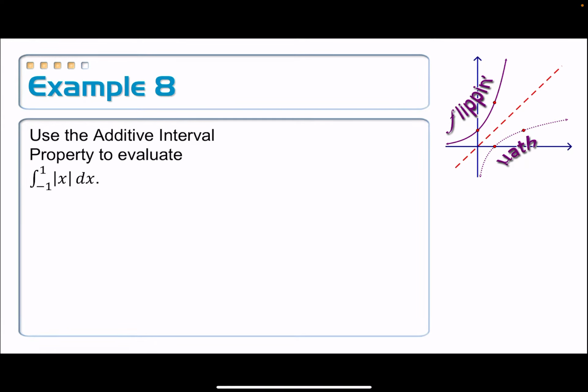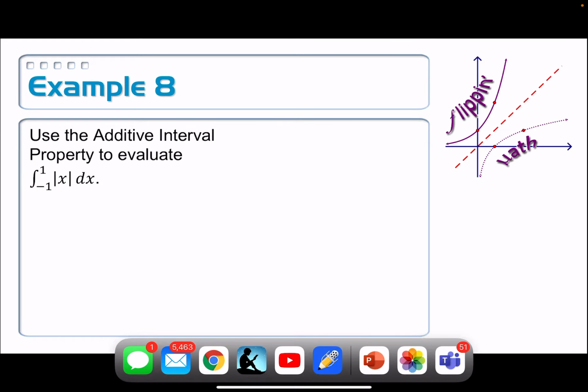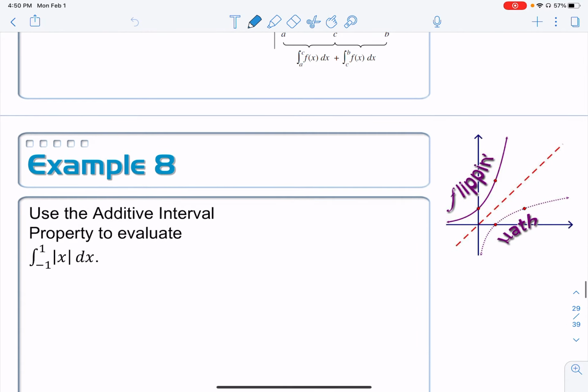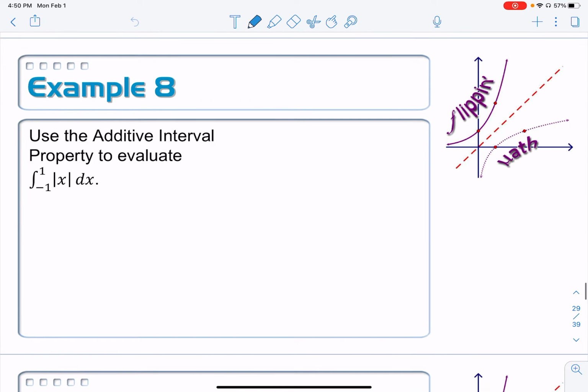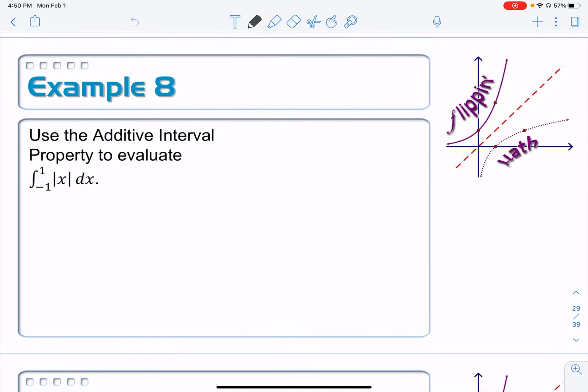Okay, so let's try that out here on example 8. Use the additive interval property to evaluate the definite integral from -1 to 1 of the absolute value of x with respect to x. So this is one where it would be really hard to turn this into some sort of limit of a Riemann sum that I would have to evaluate. But if I think of this geometrically and in terms of this additive interval property, it's going to make this thing very easy.